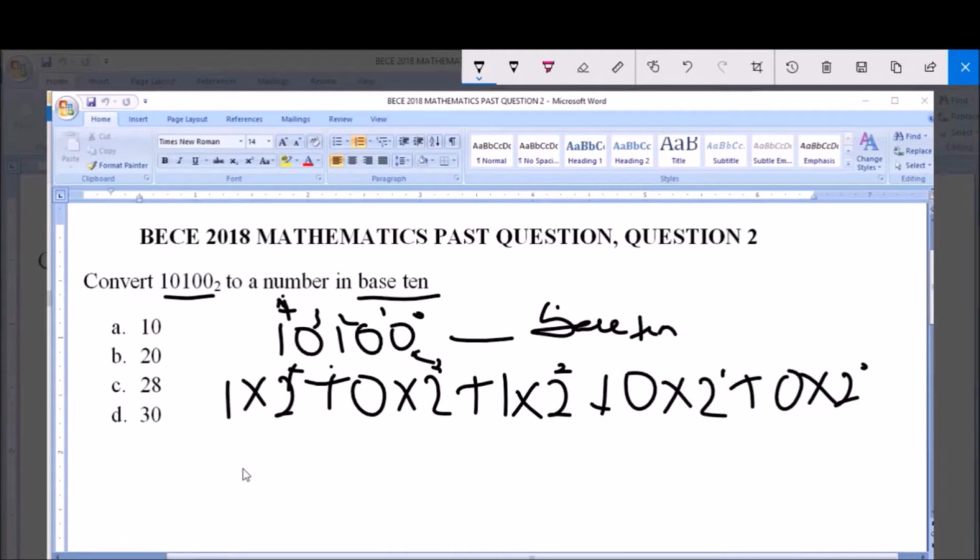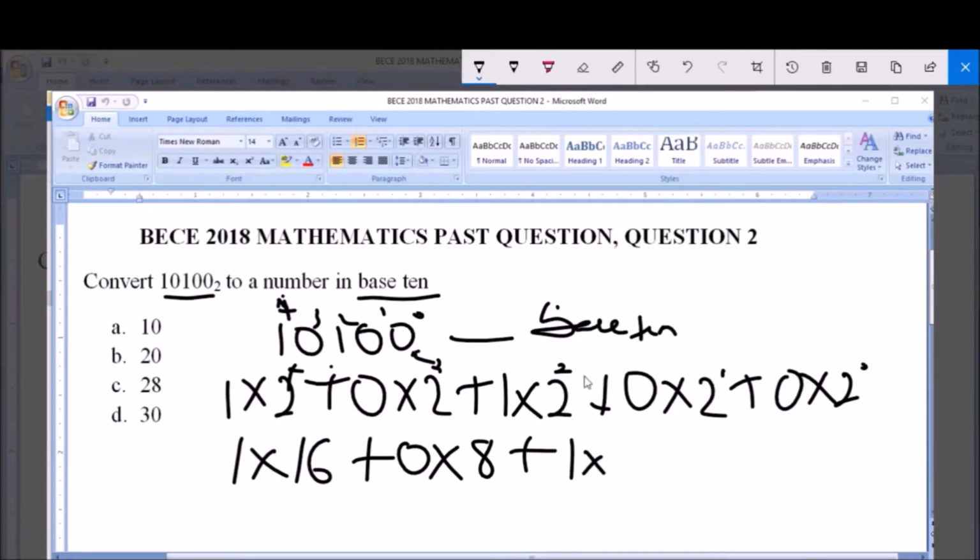Now let's continue. From here we have 1 multiplied by 2 raised to the power of 4, and that is 2 times 2 times 2 times 2. 2 times 2 gives 4, times 2 gives 8, and times 2 gives 16. So we have 16, plus 0 multiplied by 2 raised to the power of 3, that's 2 times 2, 4, times 2, 8, plus 1 times 2 raised to the power of 2, which is 4, plus 0 multiplied by 2 raised to the power of 1, and plus 0 multiplied by 2 raised to the power of 0, which gives 1.